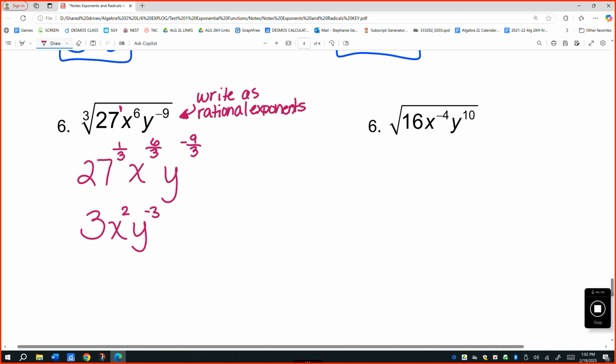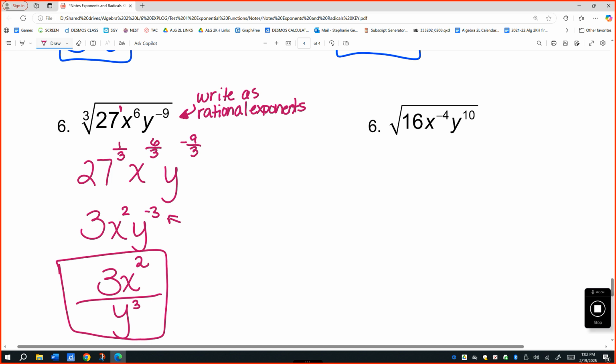A negative exponent tells you reciprocal, so you have to change where y to the 3rd is in the fraction. So our final answer is going to be 3x squared over y to the 3rd, because negative exponent means move where that power is located in the fraction. Okay?